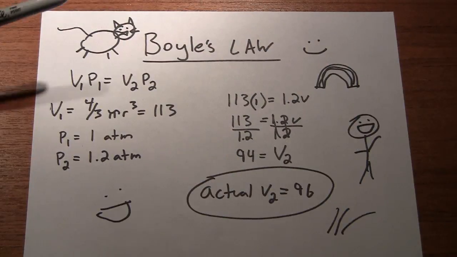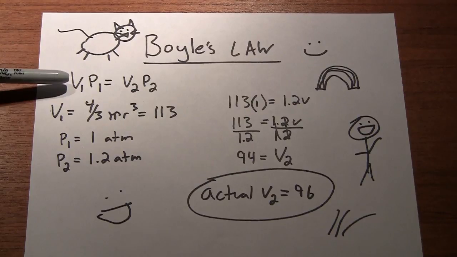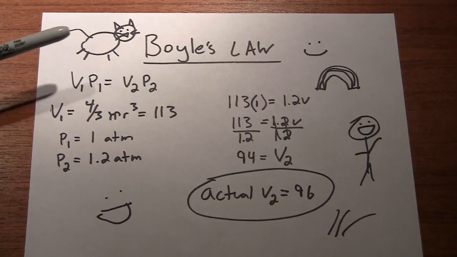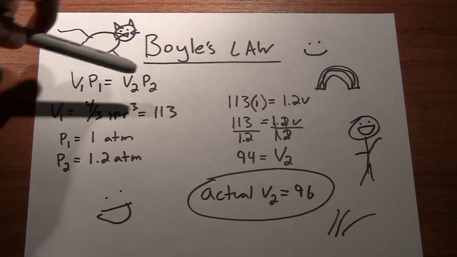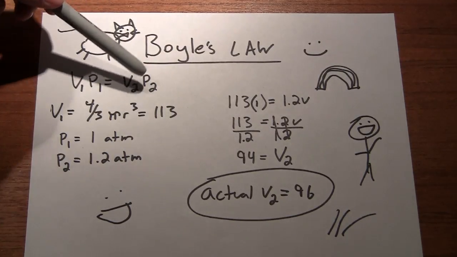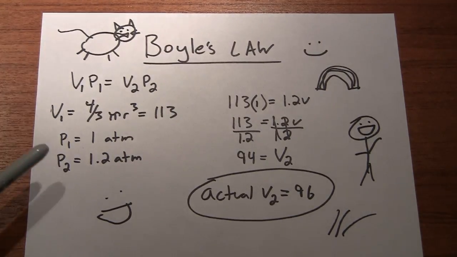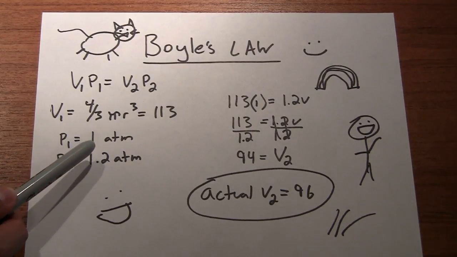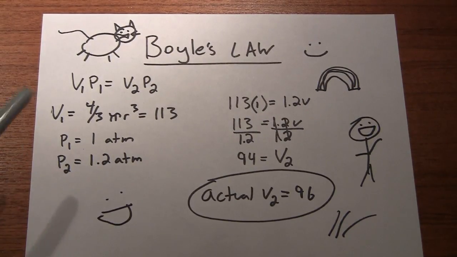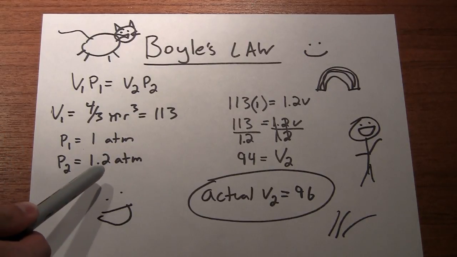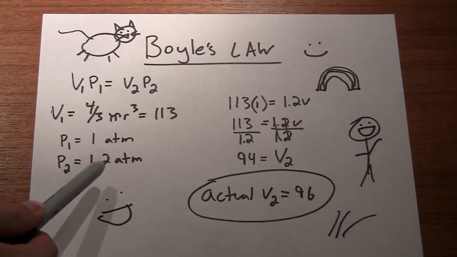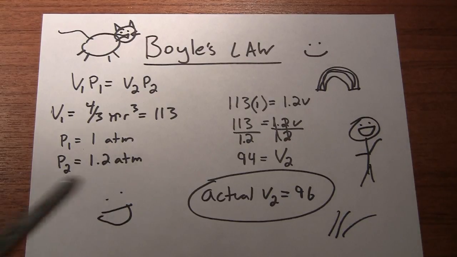Okay, well, this is Boyle's Law. This right here, V1 times P1 is equal to V2 times P2. This is the formula for the sphere because the balloon is a sphere, and we got that to be 113 inches cubed. This is the original pressure, which is 1 atmosphere, which we're just leaving. That's when we didn't move it at all. That's just what it was. And then this P2 is when we added the weight to it, which increased it to 1.2 atmospheres.